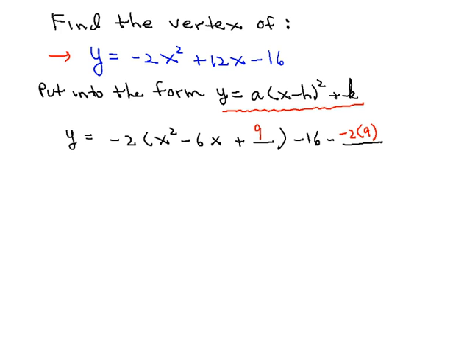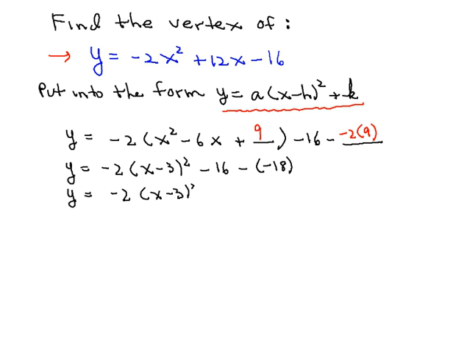So now we'll go back and factor, and we have y is equal to negative 2 times x minus 3 quantity squared. Then we have minus 16, then minus the product of negative 2 and 9, which is minus 18. So we'll have y is equal to negative 2 times x minus 3 quantity squared minus 16 plus 18. And then finally, the form that we need is negative 2 times x minus 3 quantity squared plus 2.